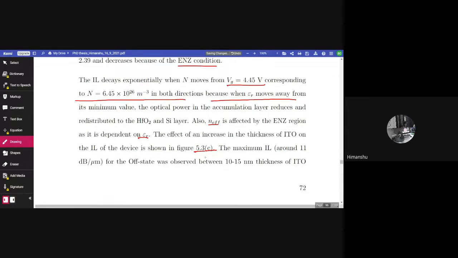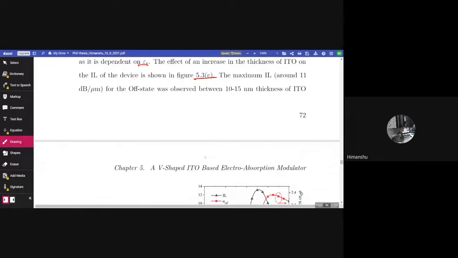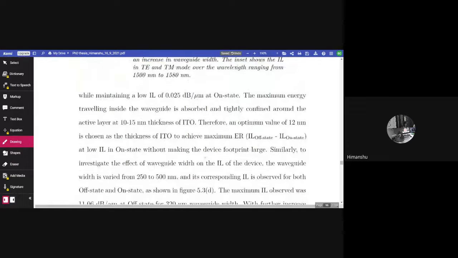5.3c. The maximum IL, around 11 dB per micrometer for the off state, was observed between 10 to 15 nanometer thickness of ITO, while maintaining a low IL of 0.25 dB per micrometer at on-state.